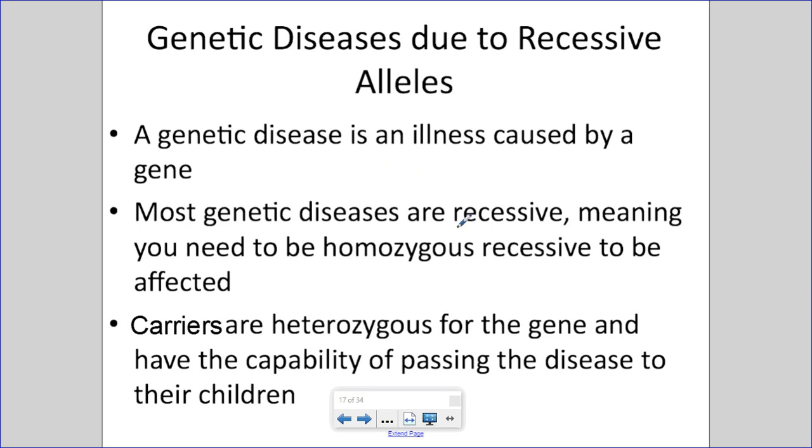Most genetic diseases are recessive, meaning you need to be homozygous recessive to be affected. So you need 2 copies of that recessive allele in order to have that genetic disease. Individuals that are heterozygous are considered carriers. They have 1 copy of the affected allele and 1 normal allele, so they do not display the disease, but they do have the capacity of passing the disease to their children.